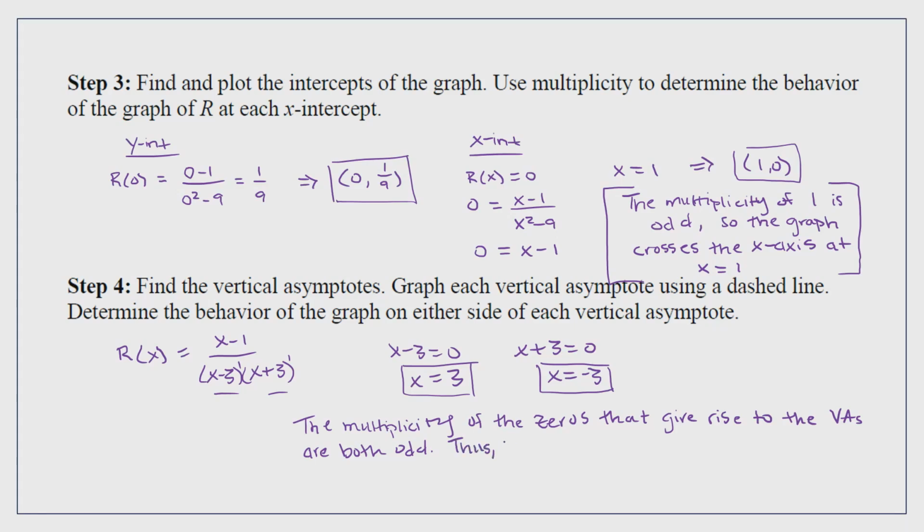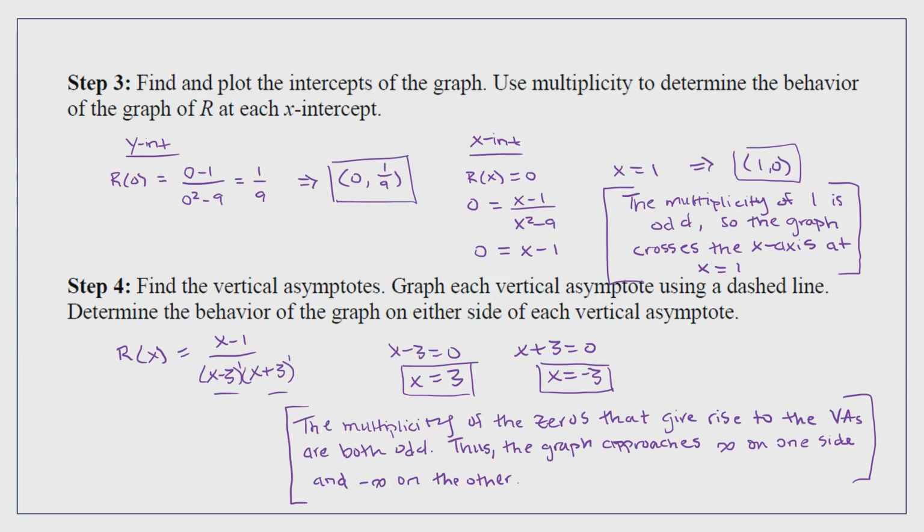Thus, the graph approaches infinity on one side and negative infinity on the other. Okay, so that is the behavior of our graph in relation to our vertical asymptotes.